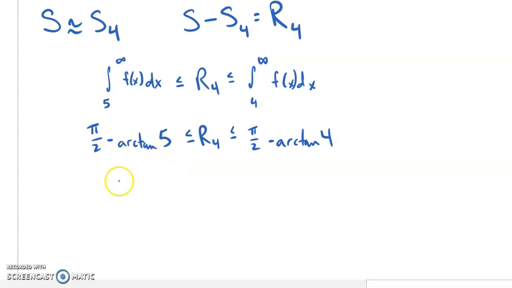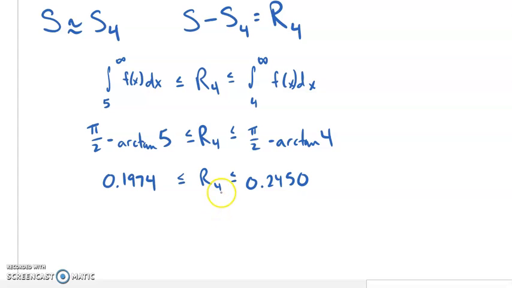When you punch this into a calculator, you're going to find out that this is 0.1974 or so, and that's the smallest our remainder could possibly be. The largest our remainder could possibly be is this, which works out to be 0.2450. So that gives us a range for the remainder.